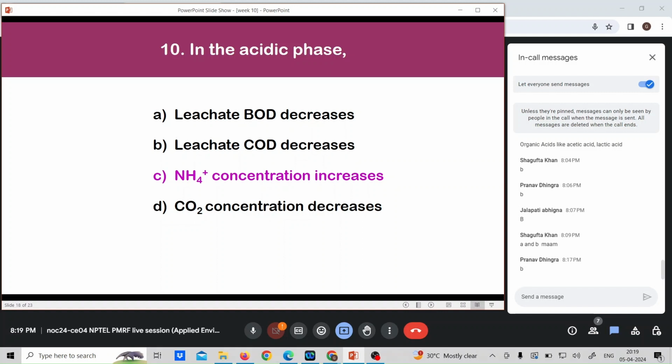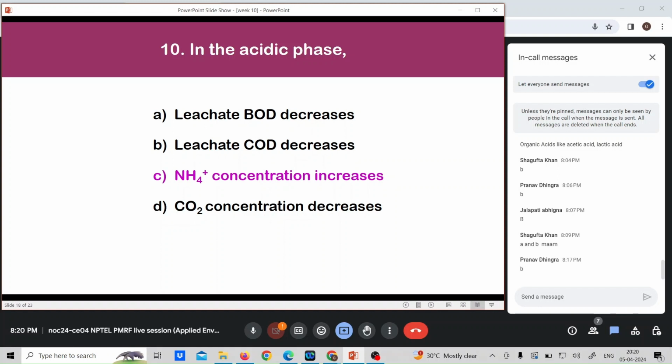So in the acidic phase, BOD increases, COD increases because acids are produced into the system. If acid is produced, that acid can be either biologically consumed and degraded, as well as chemically consumed and degraded. So the chemical oxygen demand or biological oxygen demand is the oxygen required to meet the complete destruction of the organic matter present in the sample. That's what we have seen about BOD and COD in the previous sessions also.